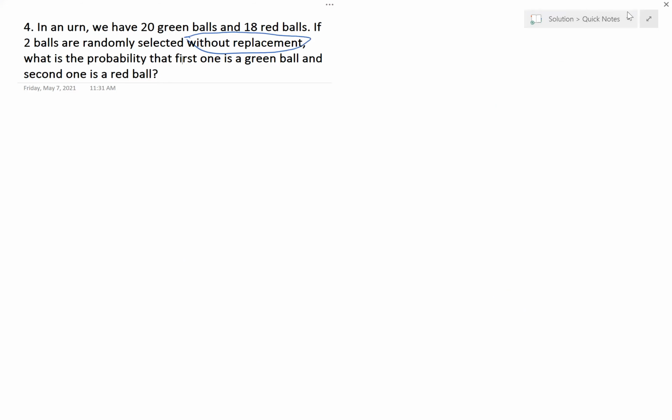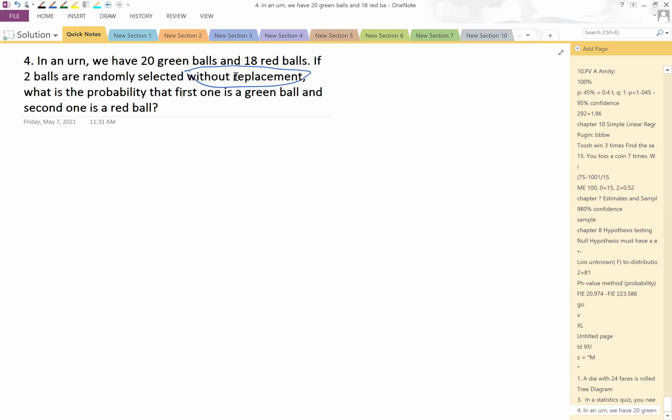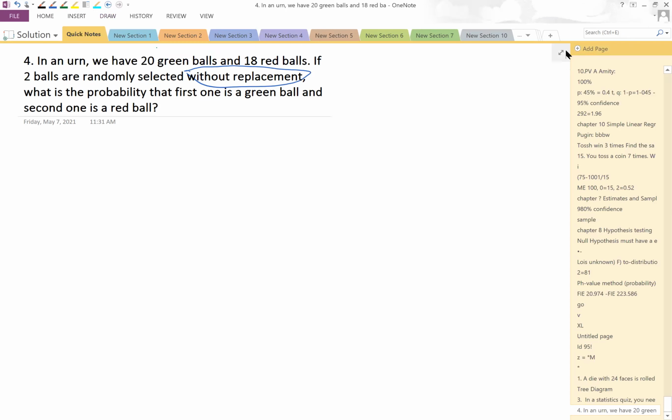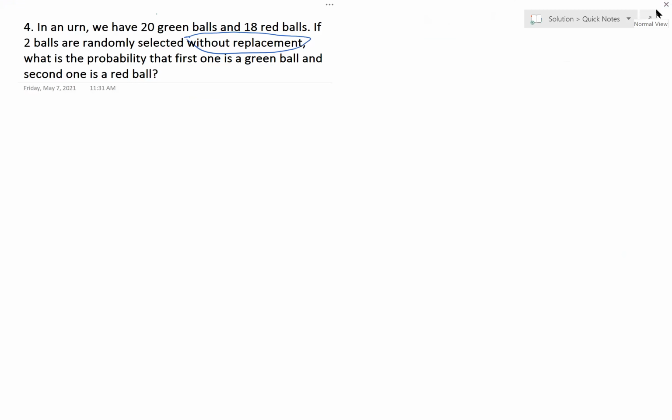No replacement, meaning you pick a ball and that ball is gone. You do not put it back. You examine the color and put it away. That's exactly what it's trying to tell us. So we know that there are a total of 38 balls, right? 38 balls. And out of 38 balls, 20 green and 18 red.